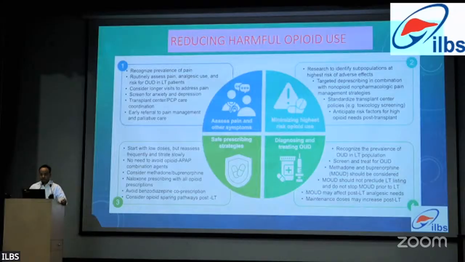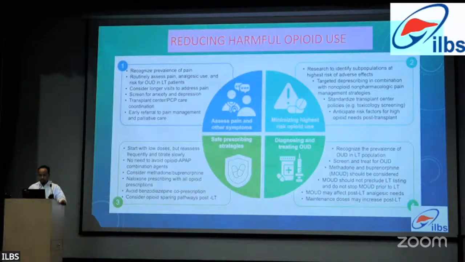Secondly, minimizing the highest risk opioid use should also be done, and the patients who are vulnerable should be identified. Third is to apply the safe prescribing strategies, which includes to start with the lowest possible dose of the analgesic and to reassess it frequently and titrate it slowly. And consider methadone and the buprenorphine for the treatment of the opioid use disorder whenever possible. And also try to use the opioid sparing pathways, especially after the post liver transplantation.